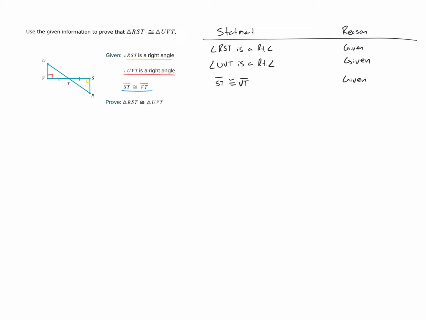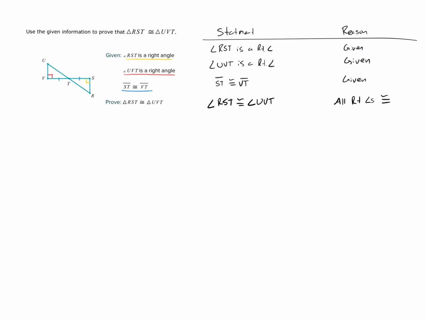And now I need to draw a conclusion here. Because I know this angle and this angle are both right angles, I could say that angle RST is congruent to angle UVT, and the reason would be all right angles are congruent. That makes sense. If they're both right angles, or they both measure 90 degrees, that means they have to be equal to each other.